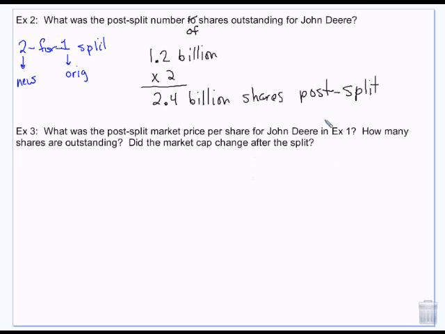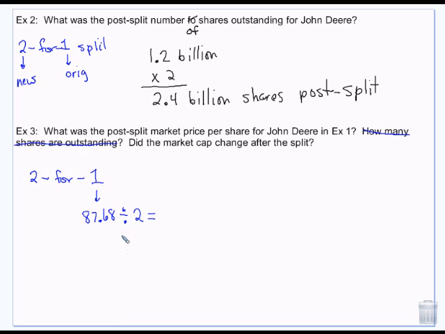I don't know why I put that in there twice. Ignore that part, because we just answered that right there. Okay, what is the post-split market price per share? So we have 2 for 1, right? This is the original. It was 87.68. That's now going to become 2 shares of stock, but they're going to have the same value. So I need to divide that by 2.